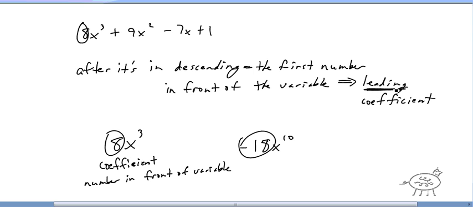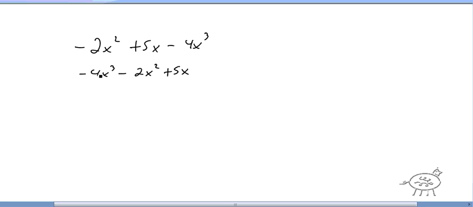The leading coefficient, that's the one I was talking about. The leading coefficient is the one that comes first. So that one is 8 for that problem. Okay, but that has to be in descending order first. So, for example, if I gave you negative 2x squared plus 5x minus 4x cubed, the first thing you're going to do is you're going to say, okay, descending order: negative 4x cubed minus 2x squared plus 5x. It is in descending order. My leading coefficient is equal to negative 4. Very simple.